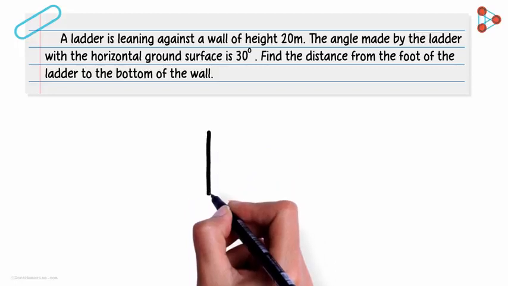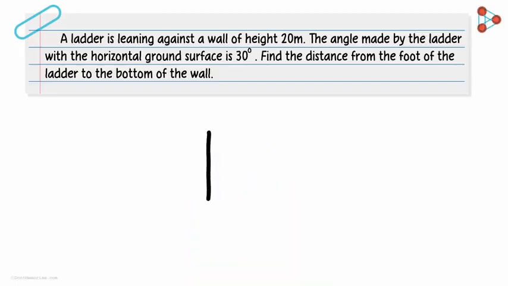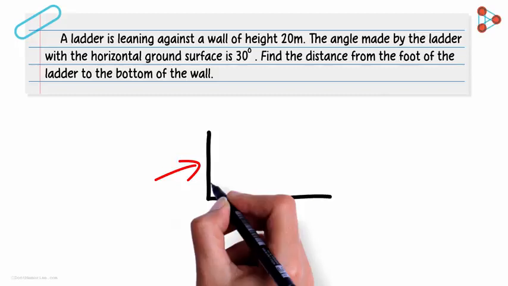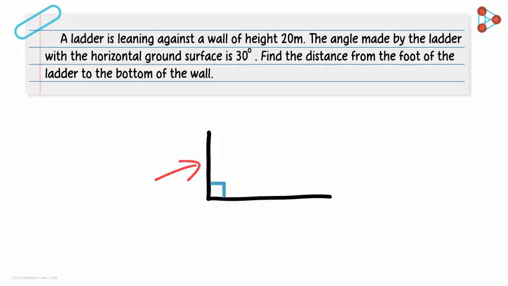Here we are given a wall. You can represent the wall with a vertical line like we have done here. You don't really need to draw an actual wall. Now it's obvious that this wall makes an angle of 90 degrees with the ground surface. That's something we can definitely assume. We are also given the height of the wall as 20 meters.